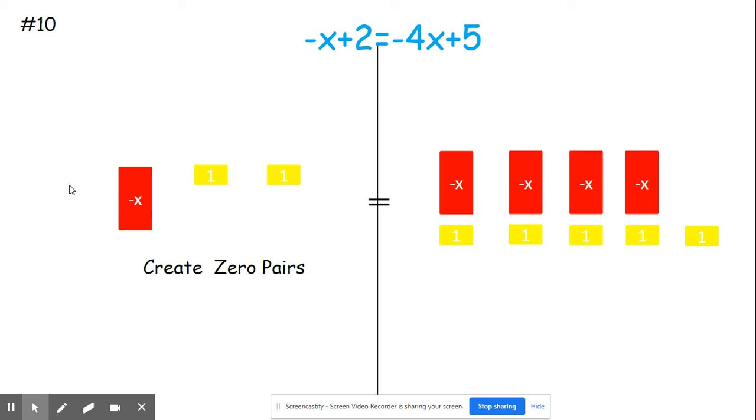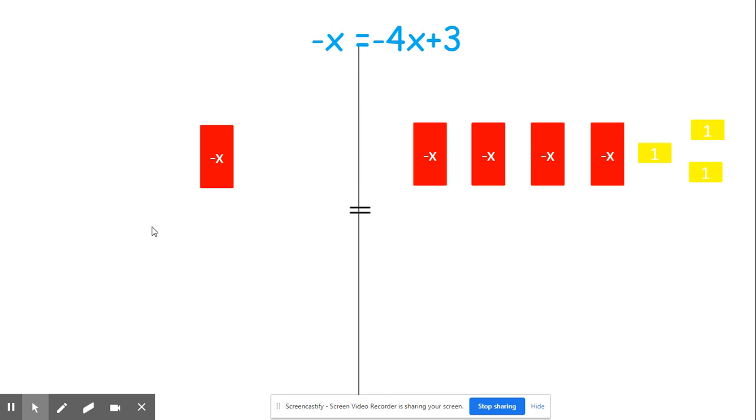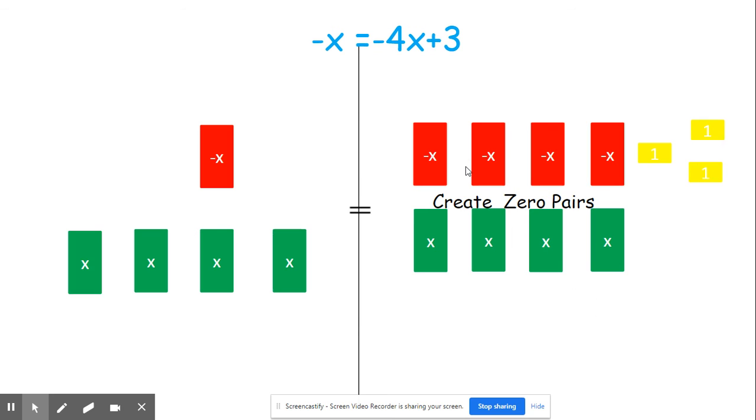Now I'm going to move my constants with my constants, and my variables with my variables. We're trying to find the value of 1x. So create your zero pairs, and now we have negative x equals negative 4x plus 3. My next step is moving my variables to the other side with my variables. The opposite of negative x is a positive. Let's create zero, so here we go. Now we're left with 3x equals 3.